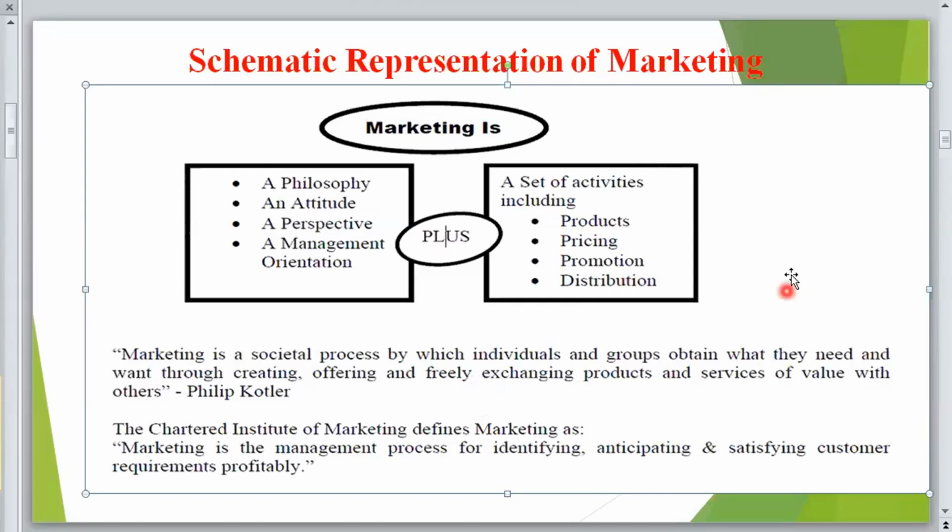So in this case, marketing, you can define it, is a philosophy, an attitude, a perception or perspective, a management operation or orientation, plus a set of activities including product, price, promotion, and distribution. This is known as the marketing 4P. For the marketing 4P, distribution is replaced with place.